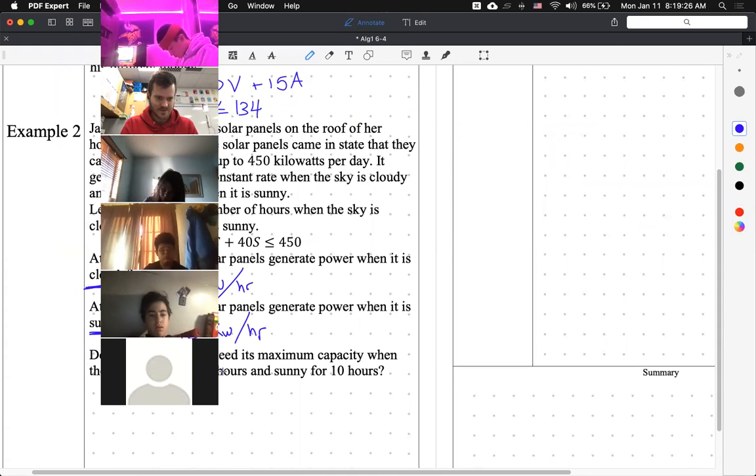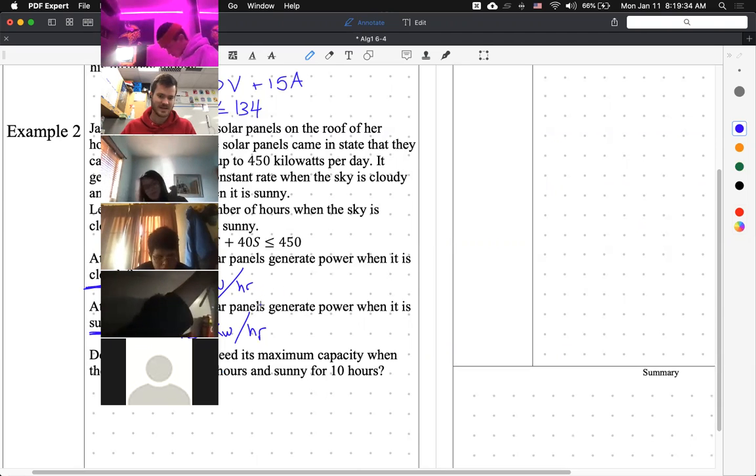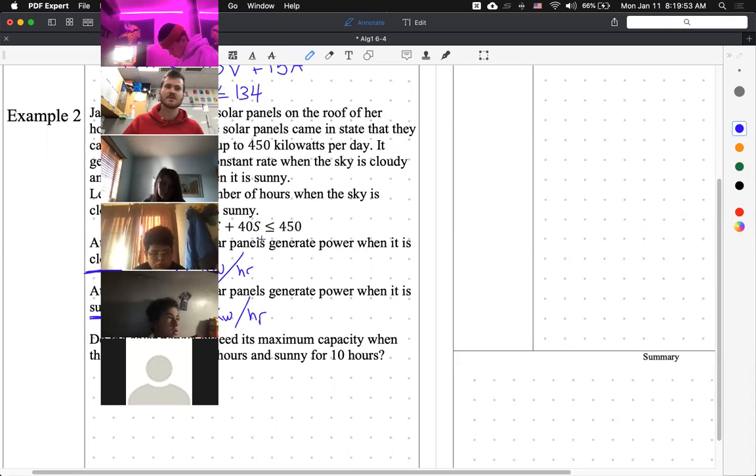Anyway, last question. Do the solar panels exceed their maximum capacity when the sky is cloudy for 2 hours and when it is sunny for 10 hours? That's a long day, sunny for 10 hours and cloudy for 2 hours. Okay, so what are we going to do here? It's asking, is this inequality still true if we plug these numbers in? How do I plug those in? Can someone tell me how to rewrite this inequality, but in the place of C and S, I substitute specific numbers in?